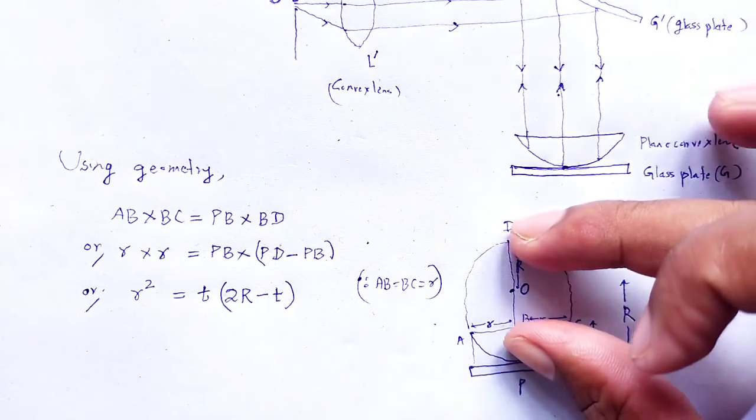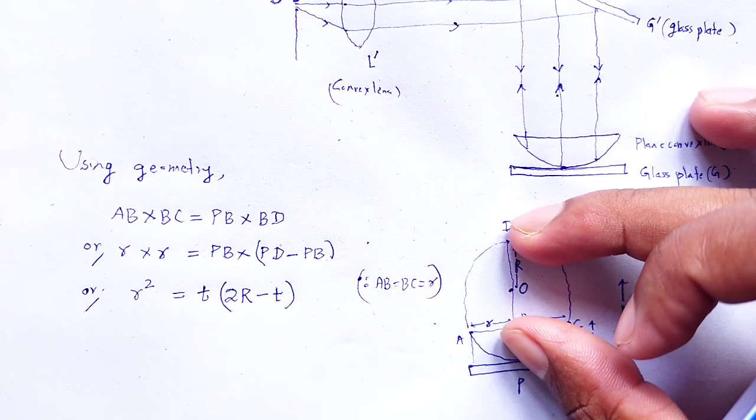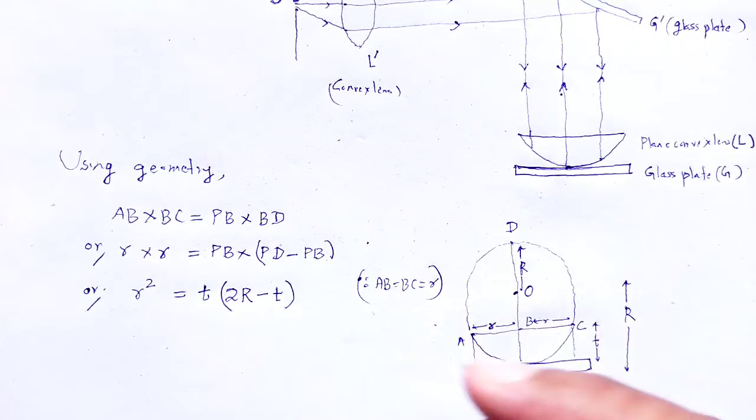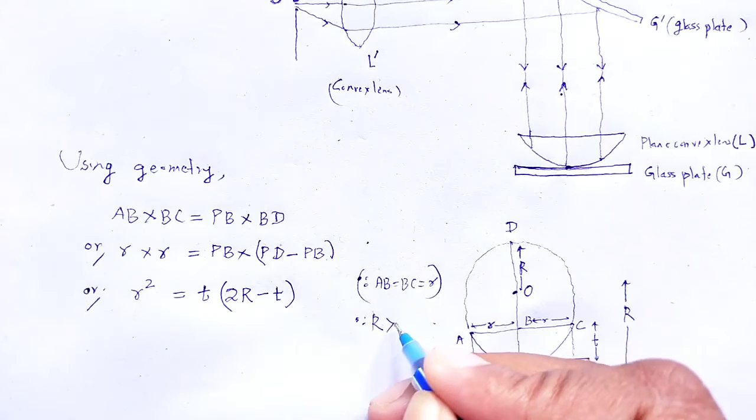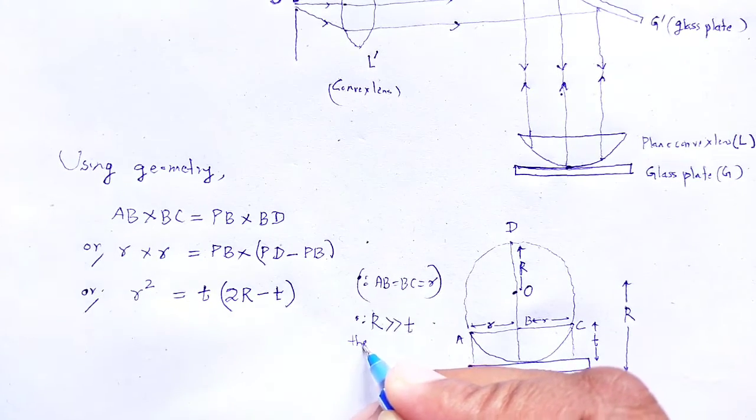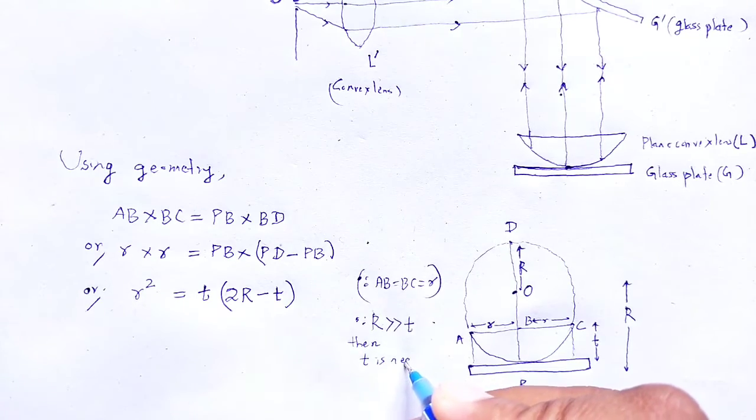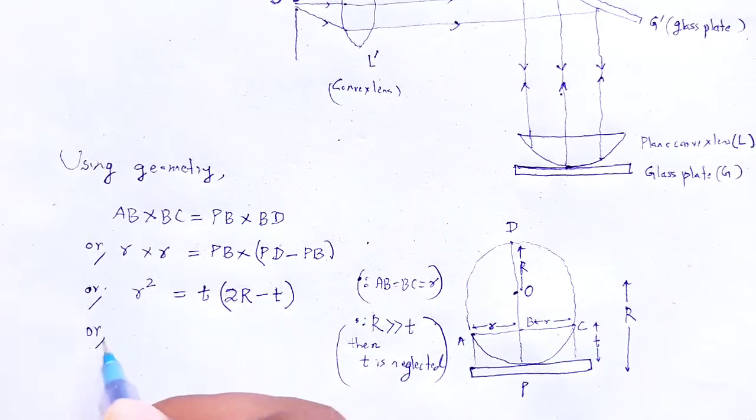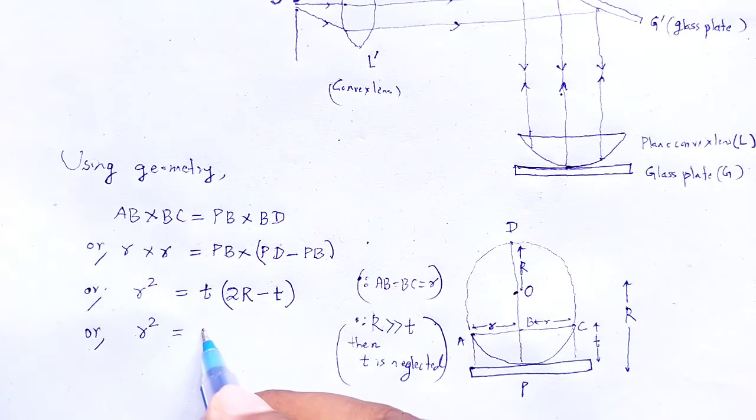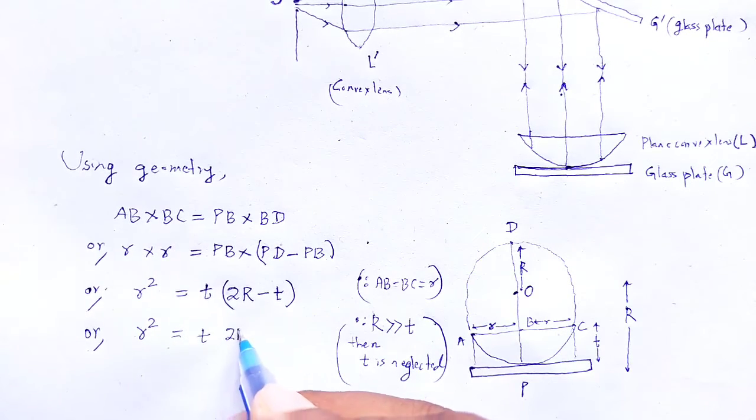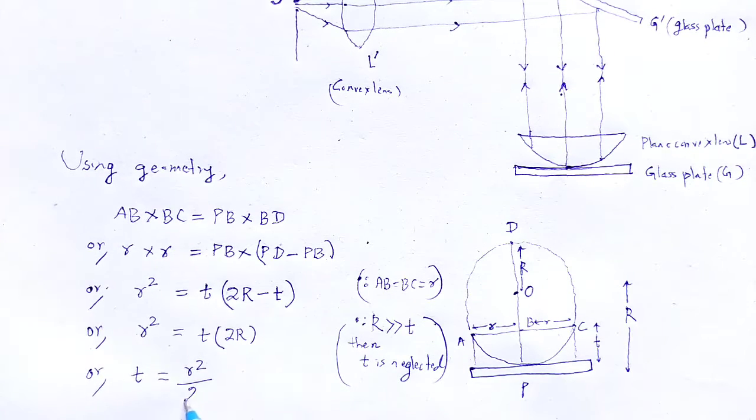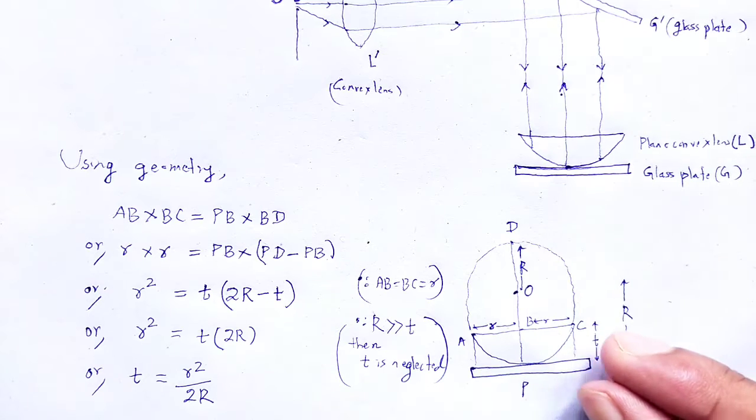Look here, the radius is much greater as compared to that thickness. So T is neglected, since R is much greater than T. In that expression, neglecting T, R square is equal to T into 2R. Therefore the thickness T is equal to R square divided by 2R, that will be the thickness.